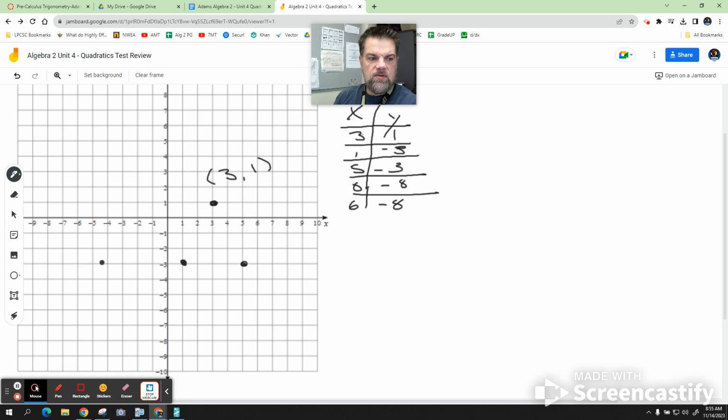Let me write these down too so I remember. This is 1, negative 3. This is 5, negative 3. Then 0, negative 8. And then 6, negative 8. So we'll say 0, negative 8. And lastly, 6, negative 8.